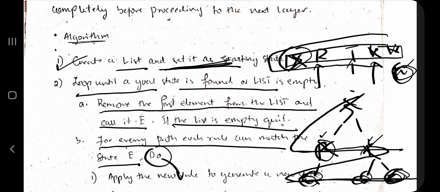For that, we'll be using this one. This is known as a queue, first in, first out. First in, first out. S came first, first out. R came second, second out. T came third, third out, and so on until we reach the final state.